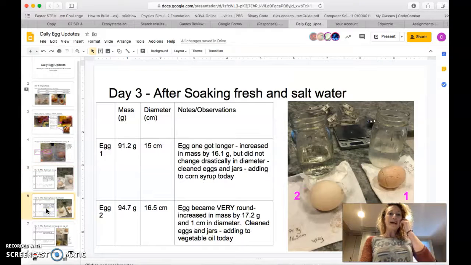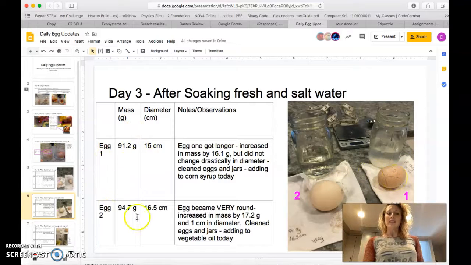The next thing I want to point out is the next day. My egg number one soaked in salt water, and my egg number two soaked in fresh water. If you look at the eggs, it's very evident that egg number two got massive. It almost looked like a golf ball. It was so fat. Egg number one also grew pretty substantially.